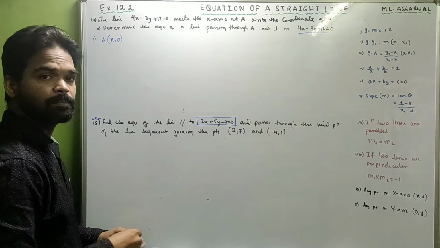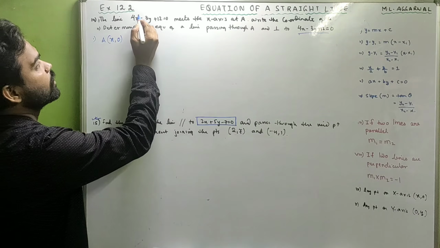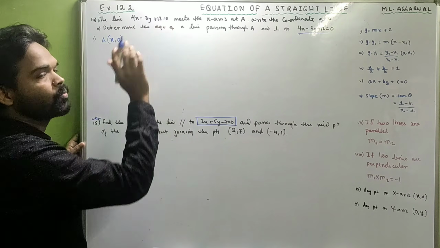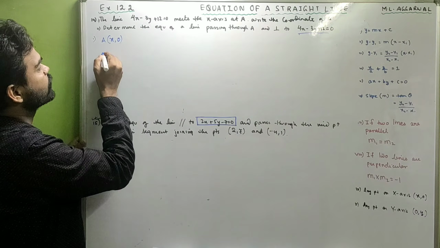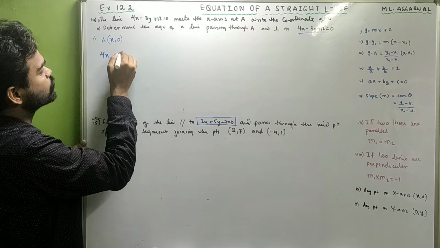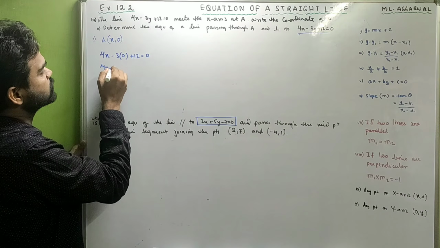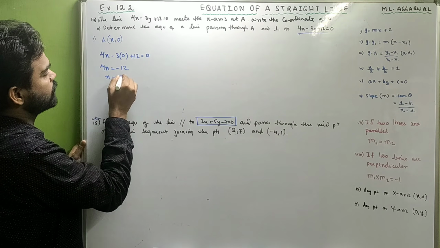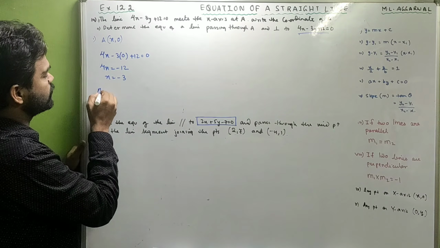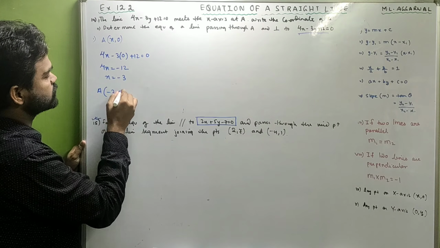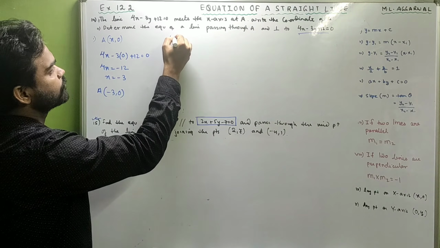Now how do you find the point on the x-axis? In the line, just substitute y as 0. So 4x minus 3 into 0 plus 12 equals 0, which means 4x equals minus 12, x equals minus 3, which means your point A will be (minus 3, 0). Done. The first part is done.